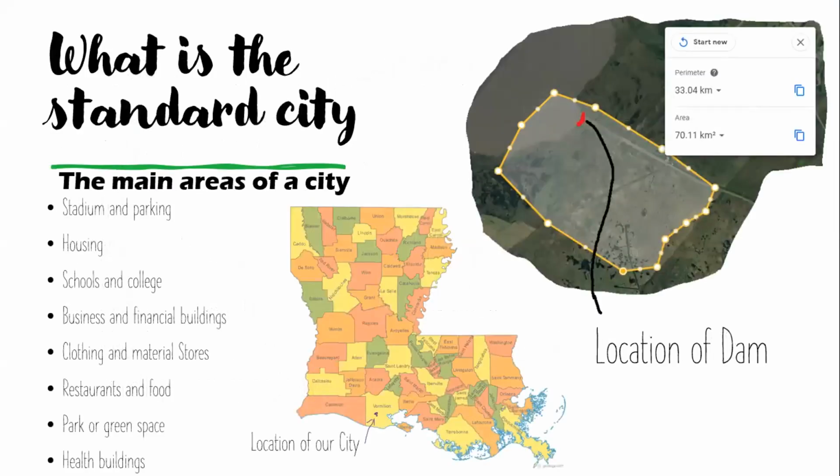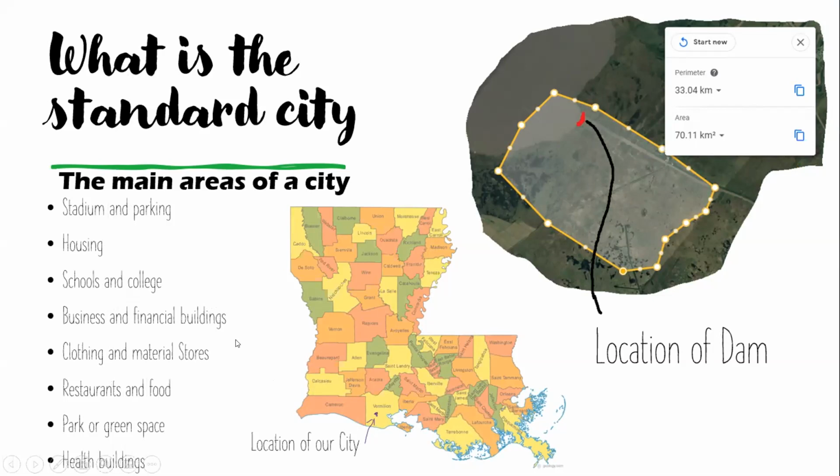This is the location of our dam. If you look at the red, that's where the dam would be, and throughout the whole area that is circled would be the little canals. With the 70 kilometers, we'd have the little canals and all the rest of the city. The location of our city is in Louisiana and Vermilion. If you can see that dot, that is where our city would be.